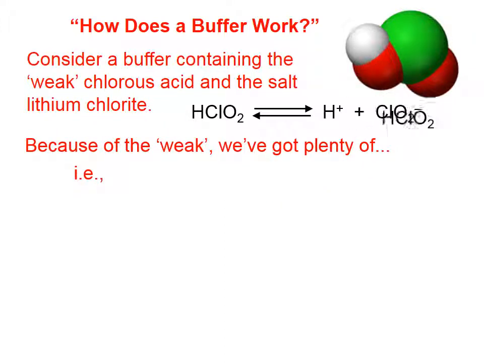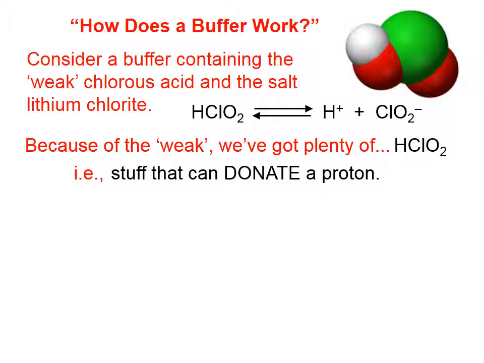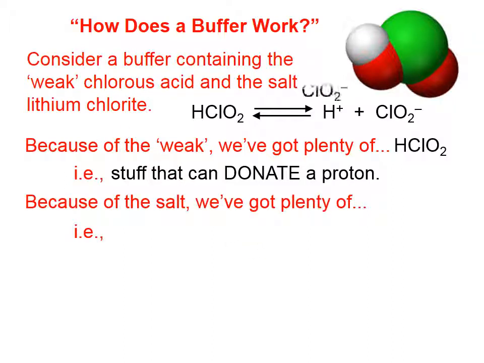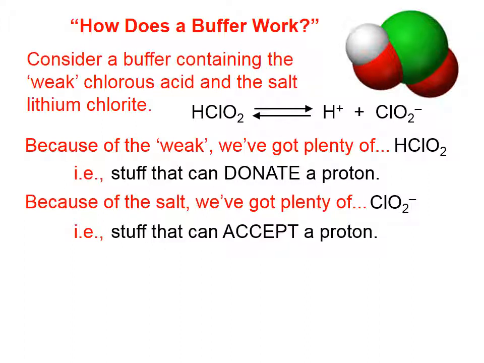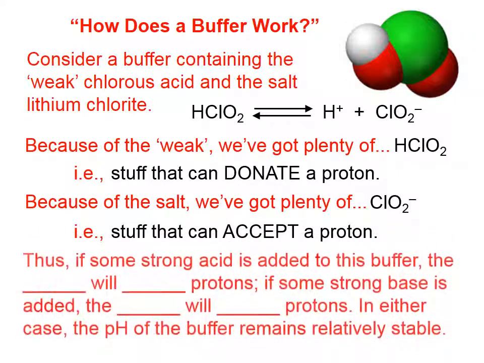Because of the weak acid, we've got plenty of chlorous acid. It is the weak acid, after all. In other words, we've got plenty of stuff that could, if needed, donate a proton. Because of the salt, we've got plenty of chlorite ion, and hopefully you are convinced that the chlorite ion would be quite happy to accept a proton. Because of the weak acid and the salt combined, we've got plenty of some species in the solution that is available to either accept a proton if needed or donate a proton if needed.